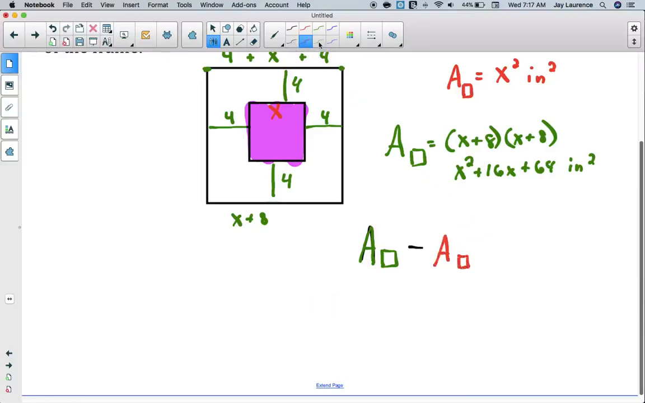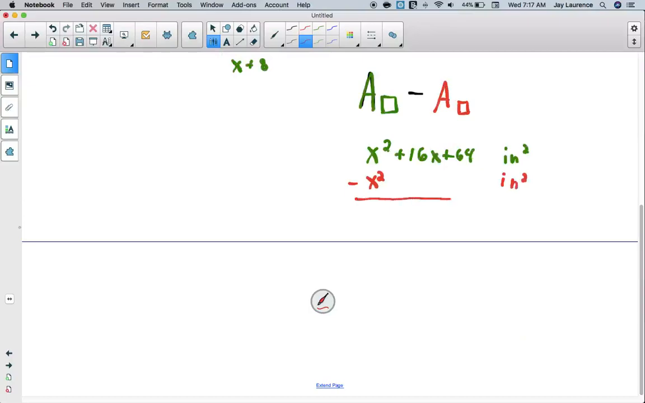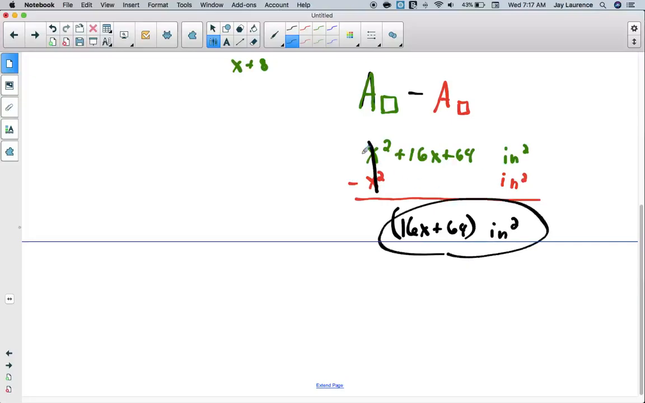And so in this problem, I'm going to get x squared plus 16x plus 64, that of course is in inches squared. And then I'm going to subtract x squared from it. I like to do things vertically, as I've told you, my addition and subtraction, and so that's why I'm lining it up this way. These are canceling. The area of the frame is 16x plus 64 inches squared. And there you go.